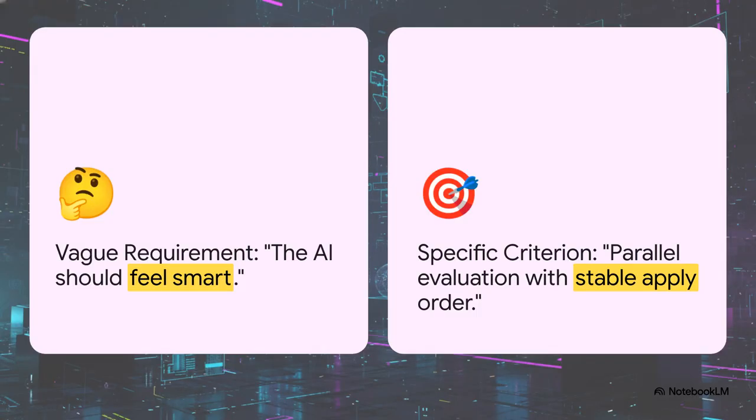You know the feeling, right? We've all been there. You get a design goal like, the AI should feel smart. And you think, what does that even mean? How do you build it? More importantly, how do you prove that you've built it? Well, this is the exact problem SDD is designed to solve. It forces us to translate those subjective feelings into concrete, verifiable criteria, like making sure that even when our AI is thinking in parallel for speed, the results are always applied in a stable, predictable order.